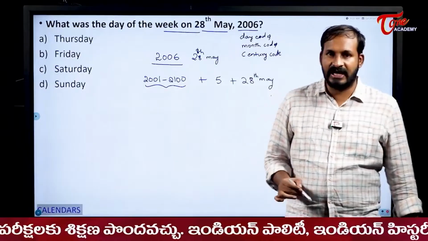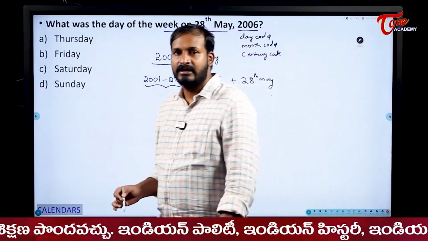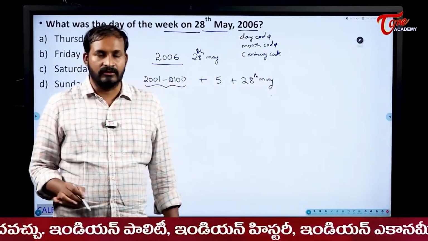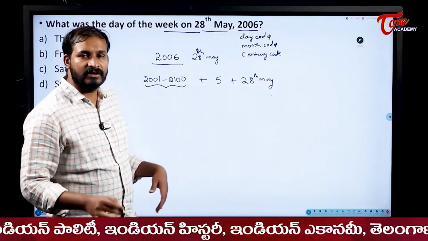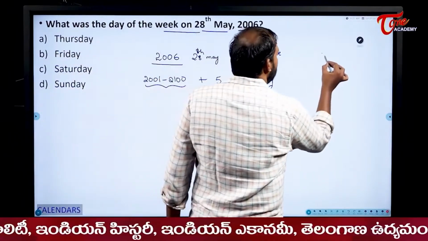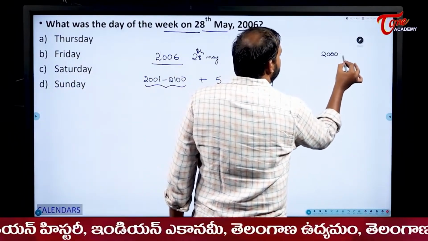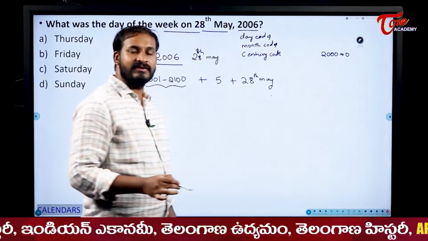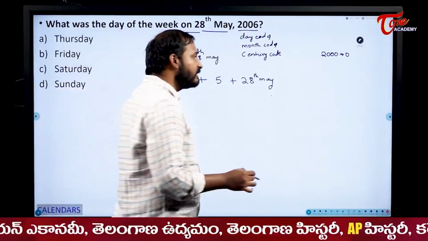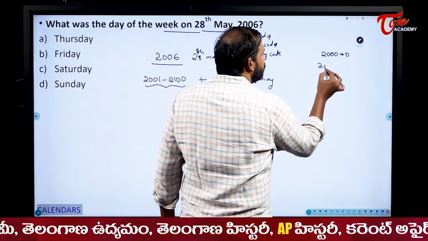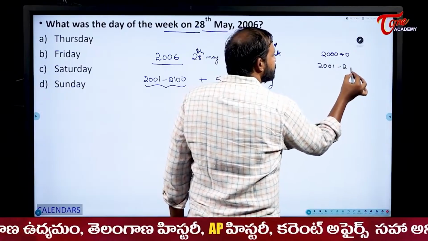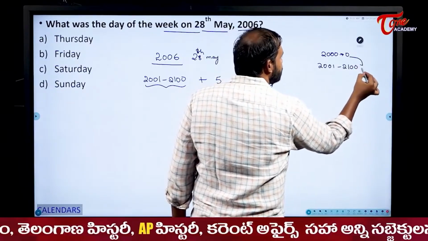As we discussed in our last session, for every century leap year, our odd days will become what? 0. That means what is the century leap year before this? Just 2000. Right? 2000 is a century leap year. So for 2000 years, our odd days will become how much? 0. Then what happens to 2001 to 2100? This 0 will come to this century.